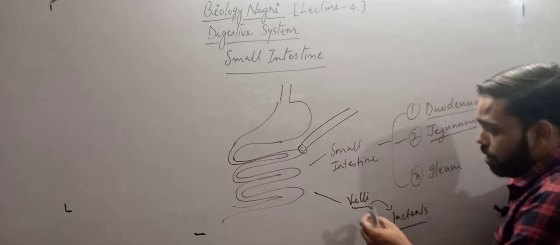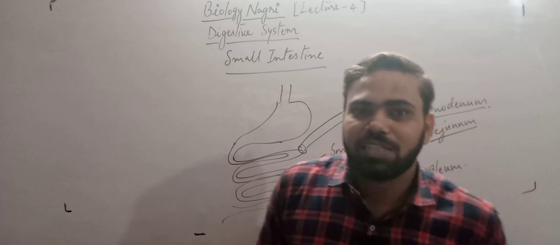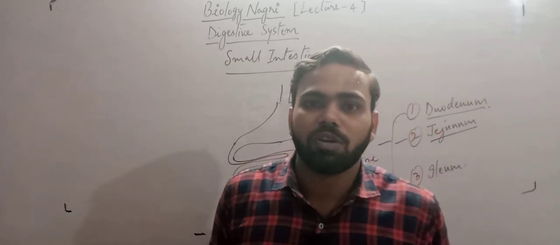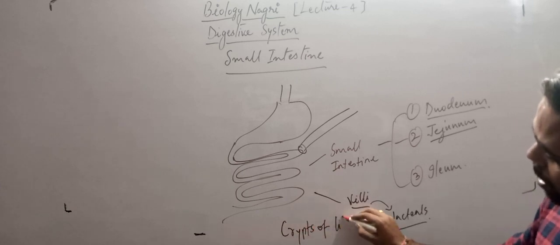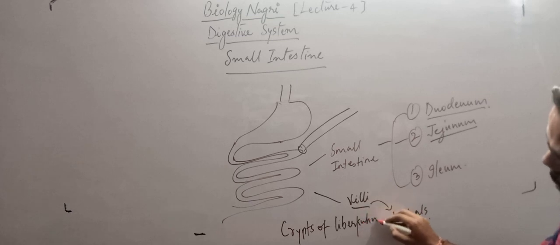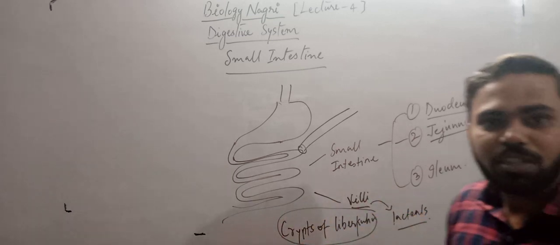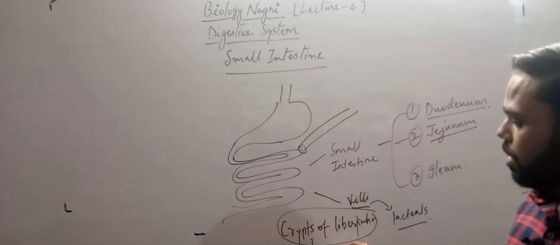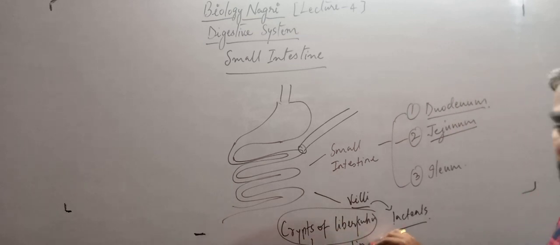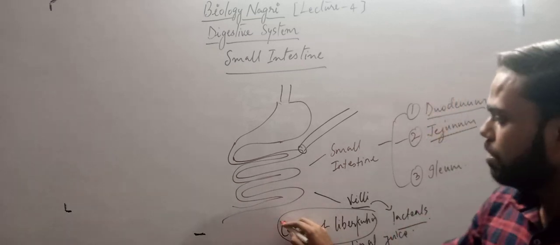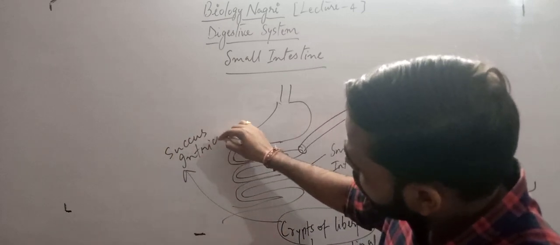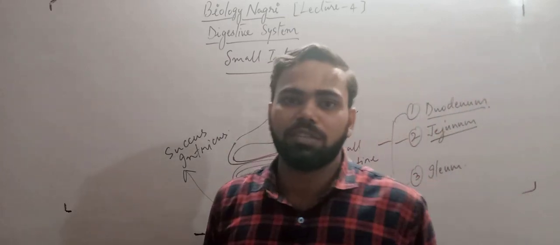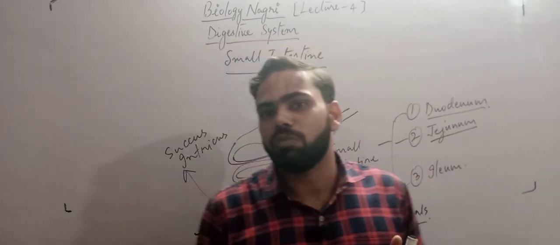Okay. Now, there are also some specialized circular cells, which are called crypts of Lieberkühn. I am writing here crypts of Lieberkühn. Yes, these are the specialized cells present in the small intestine which release intestinal juice. And the name of this intestinal juice is succus entericus. This intestinal juice, the succus entericus, is secreted by the crypts of Lieberkühn of the small intestine.